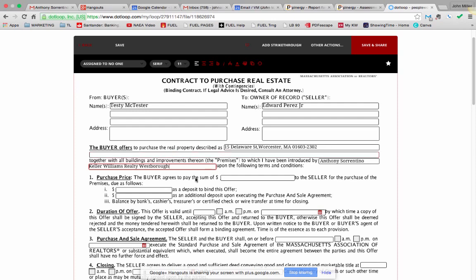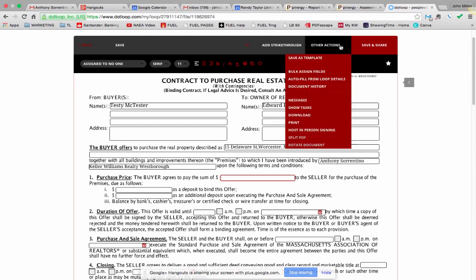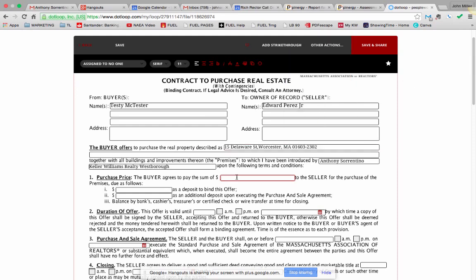Okay. Purchase price. So you put the purchase price in here, and let's say that this property you're putting in an offer for $850,000. Pretty simple, right? Now, the deposit, as a deposit to bind this offer, is often referred to as your initial deposit also. So what you would do here is type in what the initial deposit is.